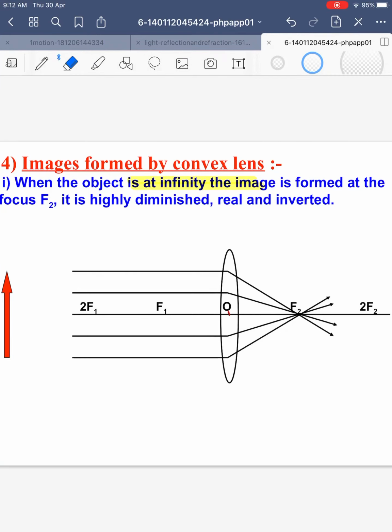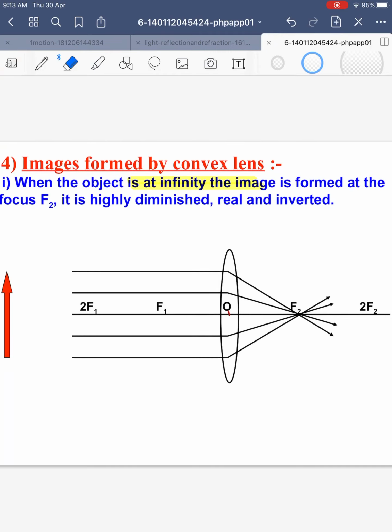Students, welcome back. So today we are going to discuss image formation by lenses. Like in case of spherical mirrors, we did image formation for different positions of the object. Similarly, for convex and concave lens, we will see what is the nature of image formed for different positions of the object. So we are going to start with convex lens.